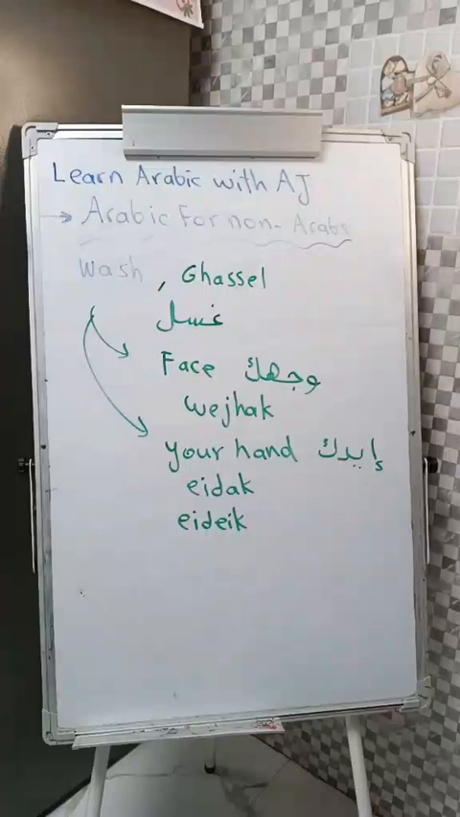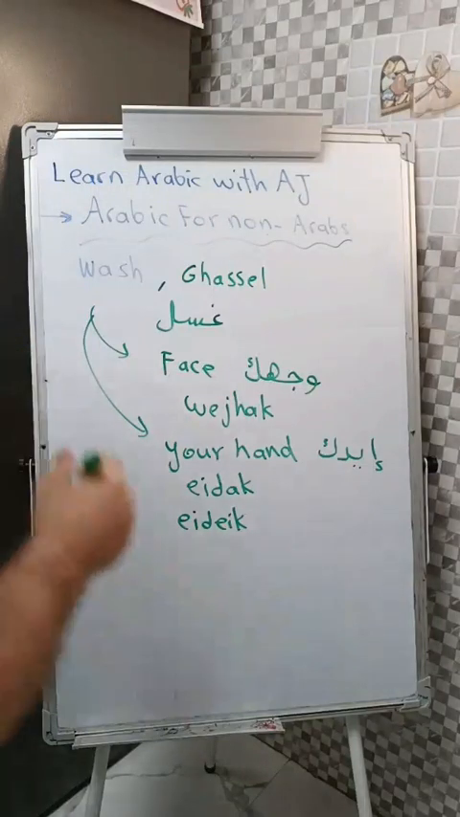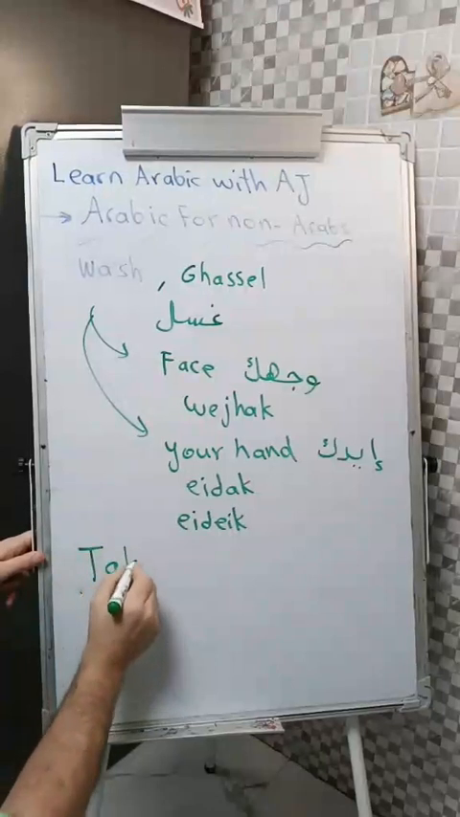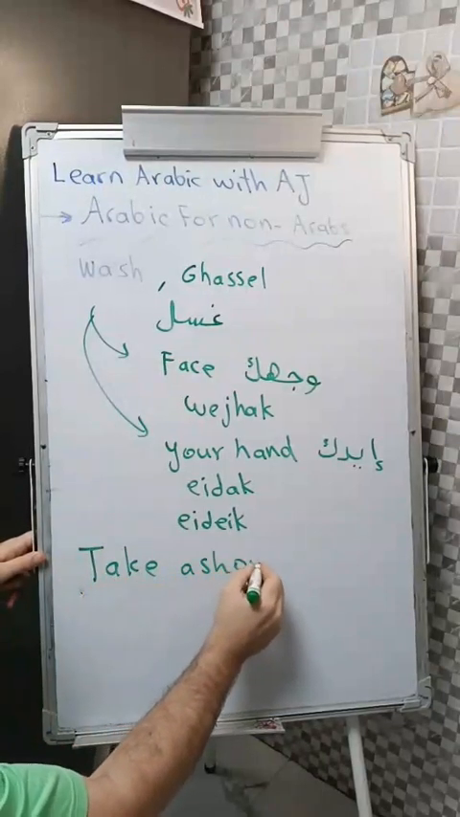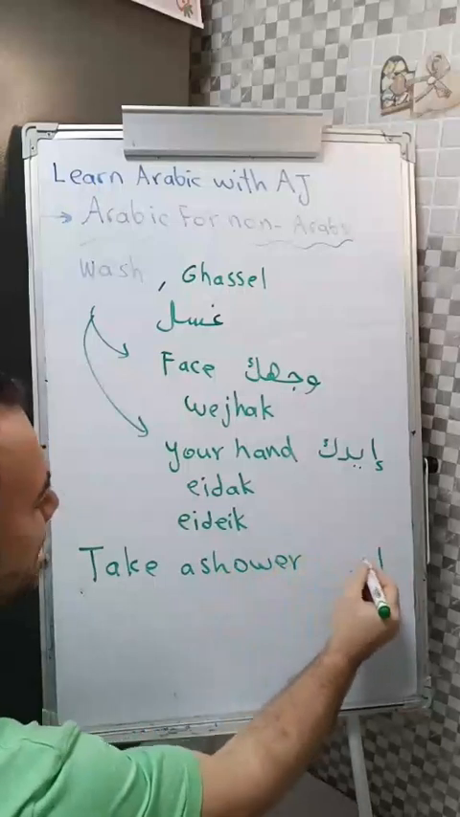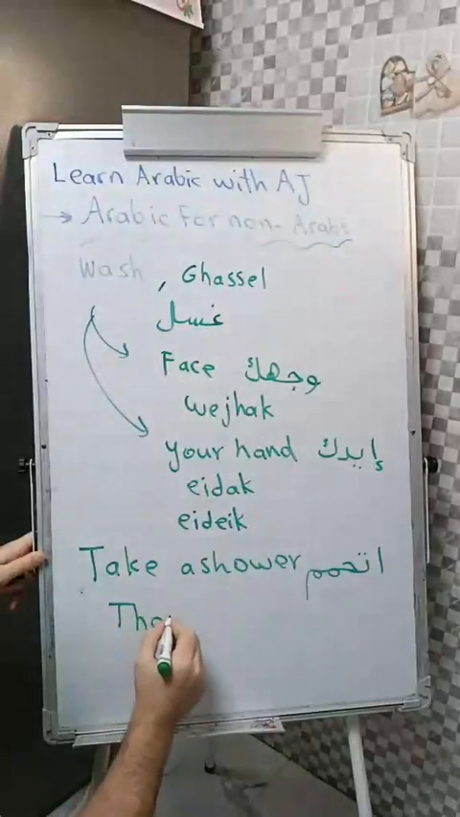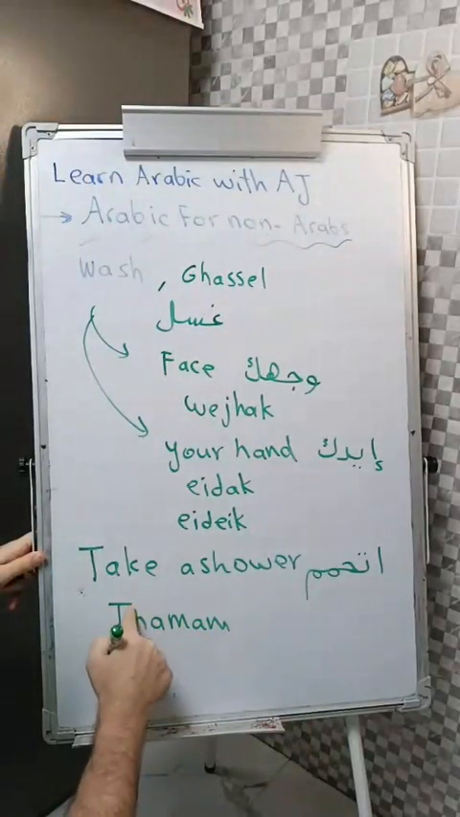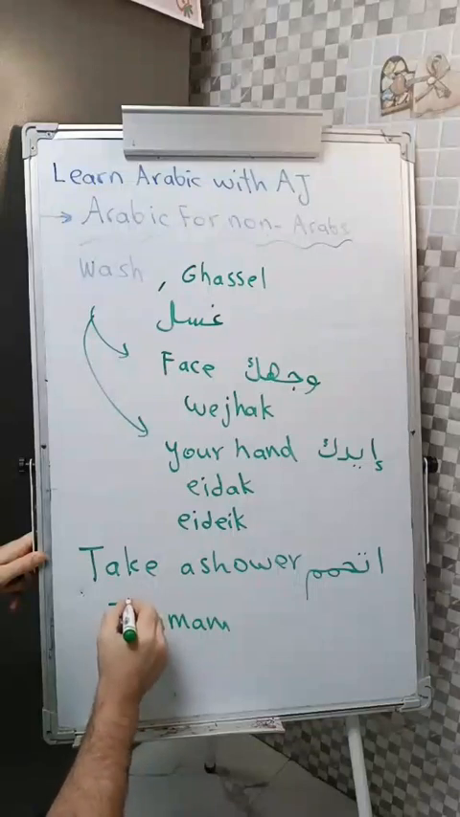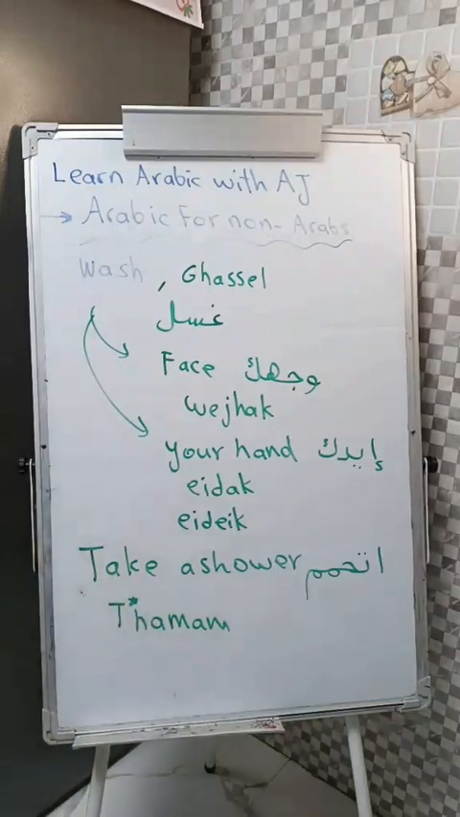What if I want to tell somebody, for example, wash your body or take a shower? What do I say? Take a shower. I say تحمم. And here this word is not joined. تحمم, take a shower. Okay? So تحمم, take a shower.